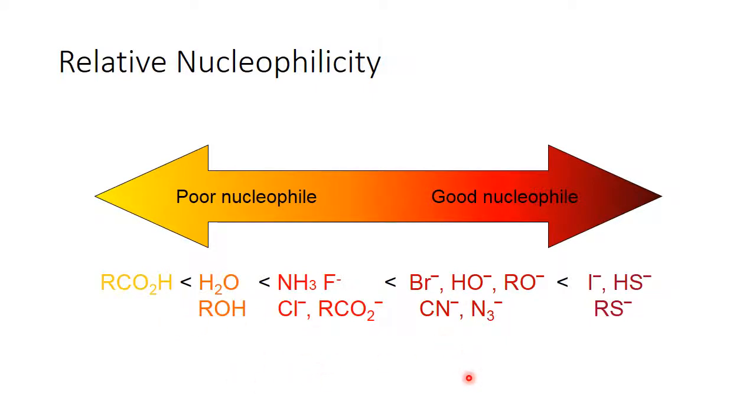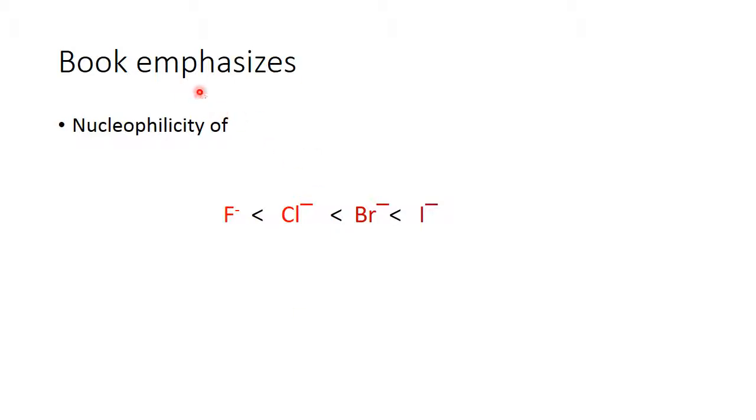And this might be a useful chart for you to look at once in a while. But just use those trends that we've been talking about so far, and you'll be able to determine things about those nucleophiles using size of atom and negative charge.